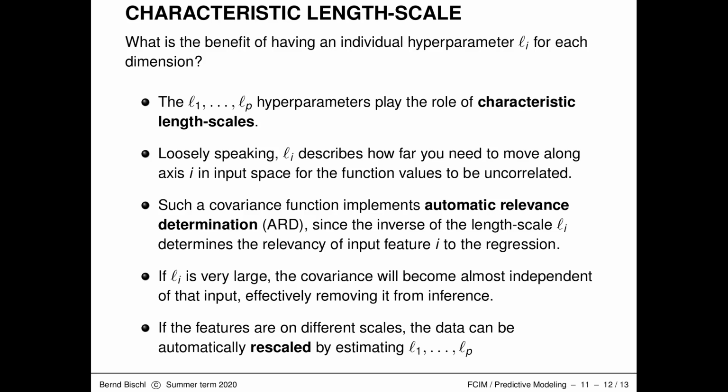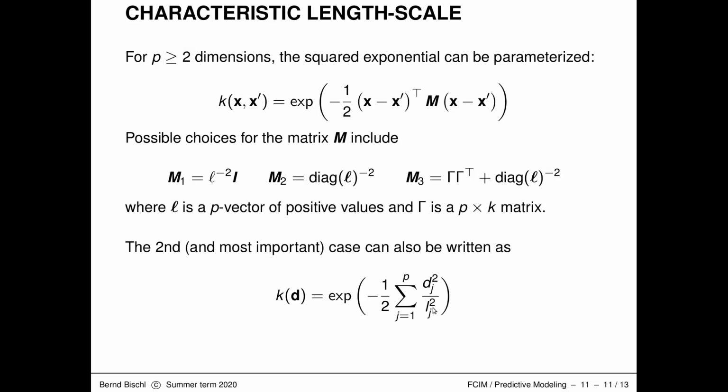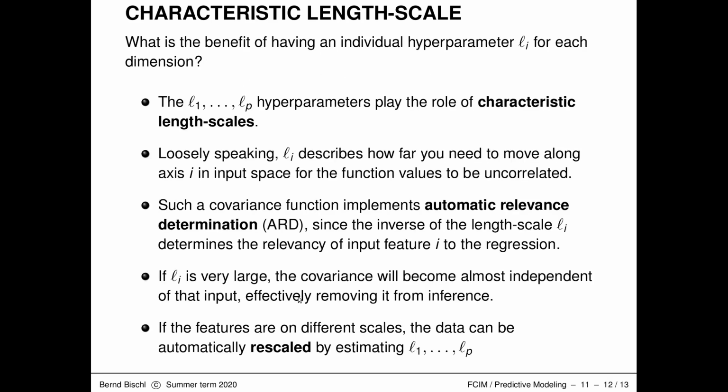If Li is very large, the covariance will become almost independent of that input. So if this Lj is quite large, and then we square it, it will become even larger, then this distance in the jth direction will be pushed down nearly towards zero. So this will not make any difference anymore in the computation of the correlation. And therefore the feature will be nearly switched off and effectively removed from the inference process. And also, what's quite nice, if our features are on completely different scales, we can automatically rescale our data by estimating these L's.